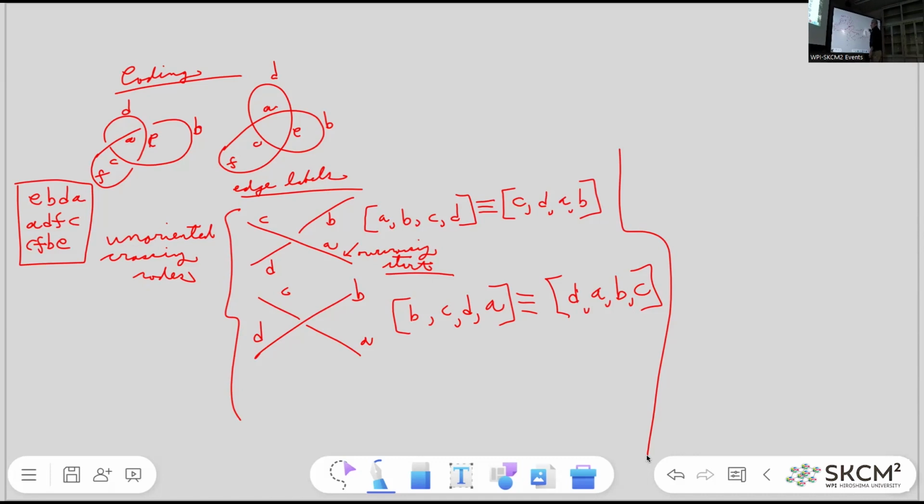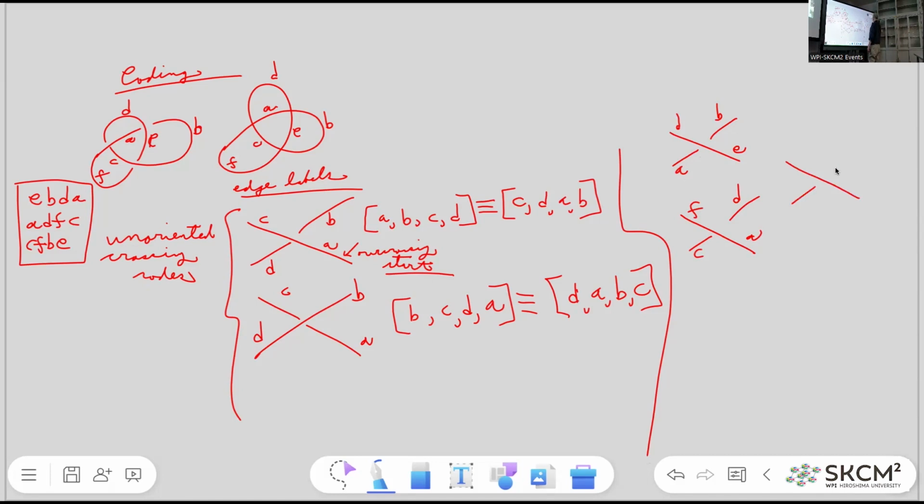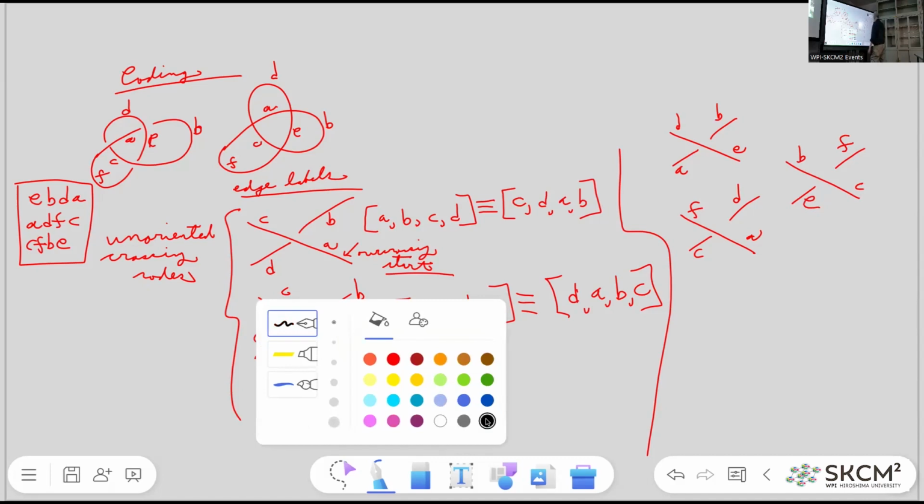Somebody says to you, E, B, D, A, and you write down E, B, D, A, and they say to you, A, D, F, C, and you write that down, and they say to you, C, F, B, E. Write that down. And now your mandate is to find the knot.